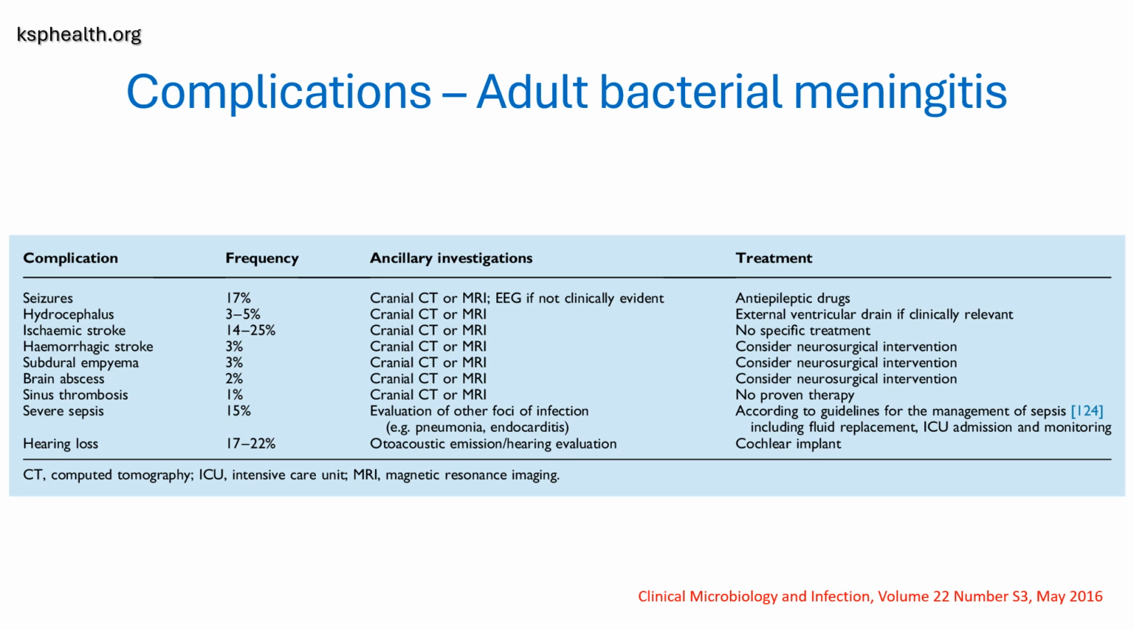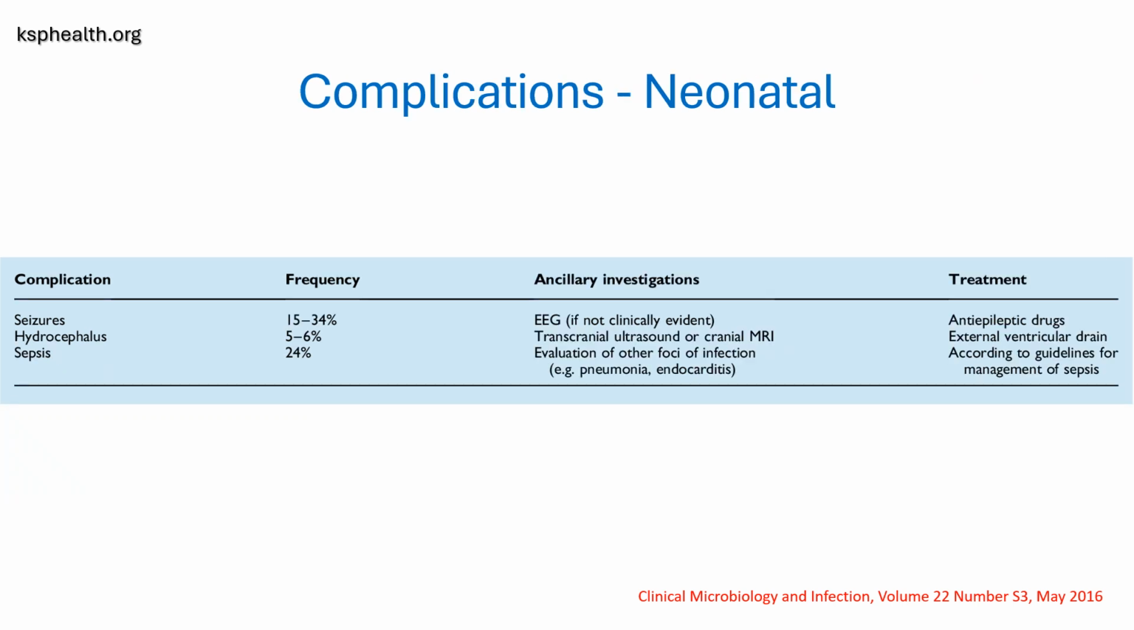As you can see, in adult bacterial meningitis, 70% of them will have seizures, 14 to 25% will have ischemic stroke, and hearing loss 17 to 22%. Based on the complications, you've got to do otoacoustic emission, CT, MRI, and EEG, and treat accordingly: seizures, anti-epileptic treatment, neurosurgical intervention, and cochlear implant. In neonatal age group, seizures present in almost 34% of the patients. Hydrocephalus 5 to 6%, sepsis in 24%.